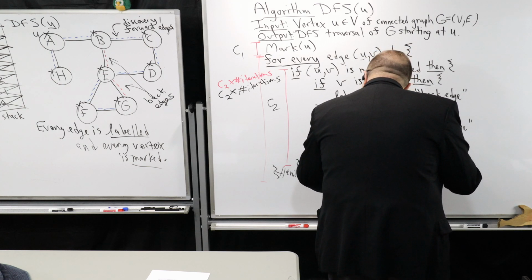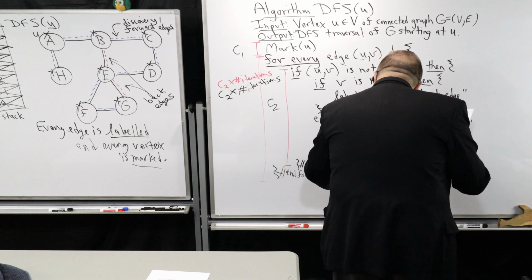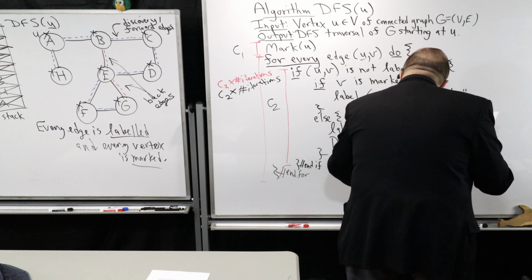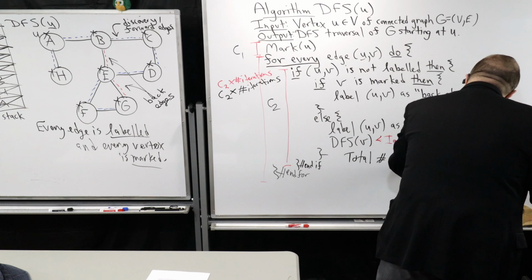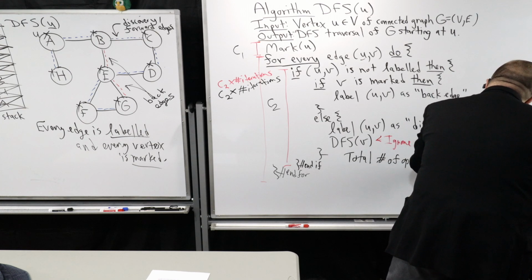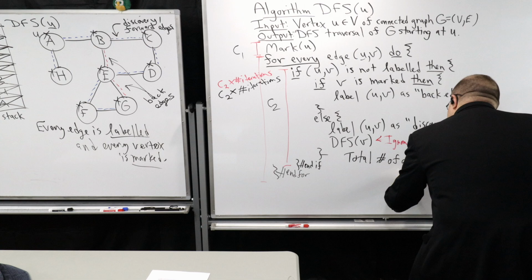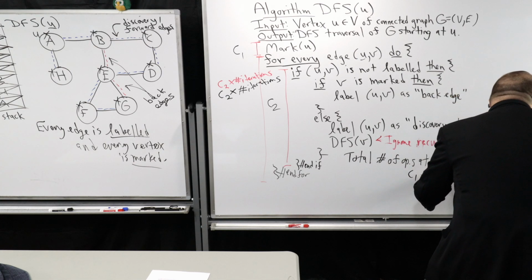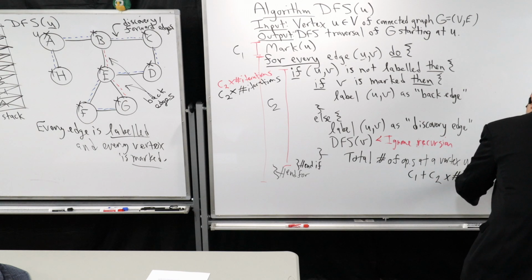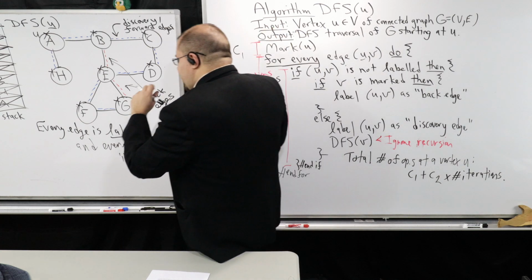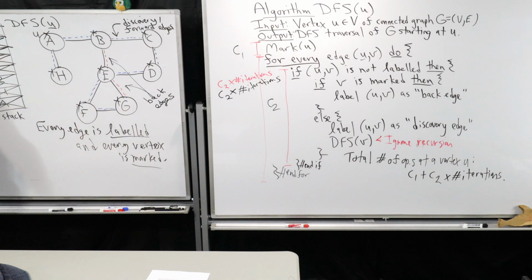So just to summarize, the total number of operations at a vertex U is going to be equal to C1 plus C2 times the number of iterations. That's the total number of operations that are going to happen at a given vertex.